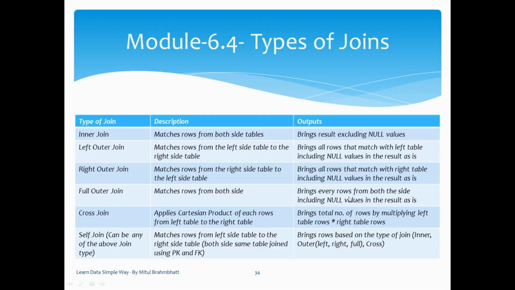Then the full outer join will be bringing up every row from both sides, including the null values in the result as is. And then the cross join will bring up the total number of rows by multiplying the left side table rows by the right side table rows. And then the last one, the self join, brings up the rows based on the type of join, which could be inner join, left outer join, right outer join, full outer join, or cross join, right? So let's see all of them together in an implementation.